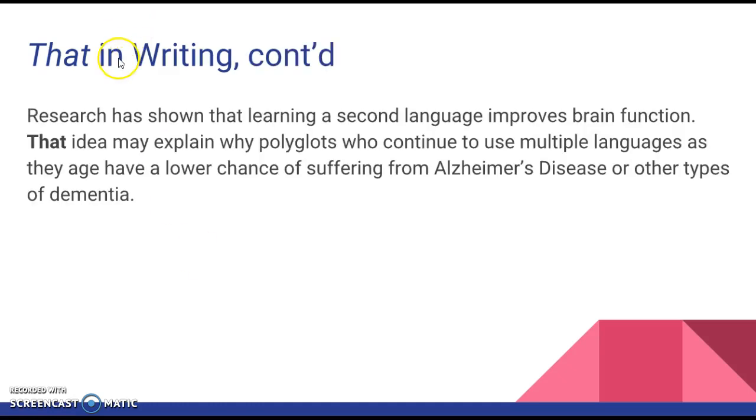If we take a look at basically the same piece of text here: research has shown that learning a second language improves brain function. That idea may explain why polyglots who continue to use multiple languages as they age have a lower chance of suffering from Alzheimer's disease or other types of dementia. So in this case, you see that we have that idea rather than just that. So in this case, that is a demonstrative determiner. But this phrase, that idea, is again referring back to the very first sentence in this text.